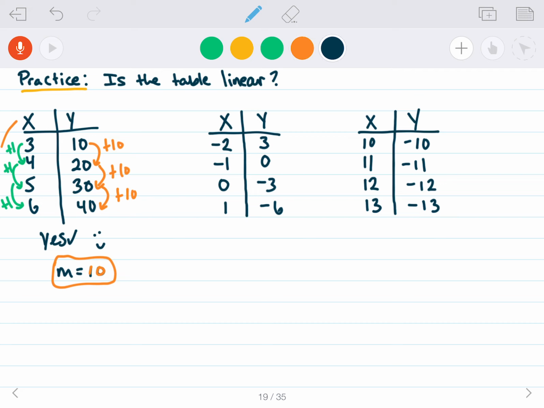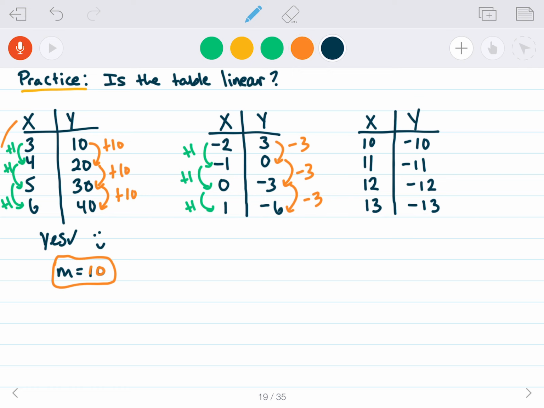What about this one? So here we are from -2 to -1, we add 1. From -1 to 0, we add 1. From 0 to 1, we add 1. So we're increasing by 1 on the x, and for the y's, 3 to 0, we subtract 3. 0 to -3, we subtract 3. -3 to -6, we subtract 3.